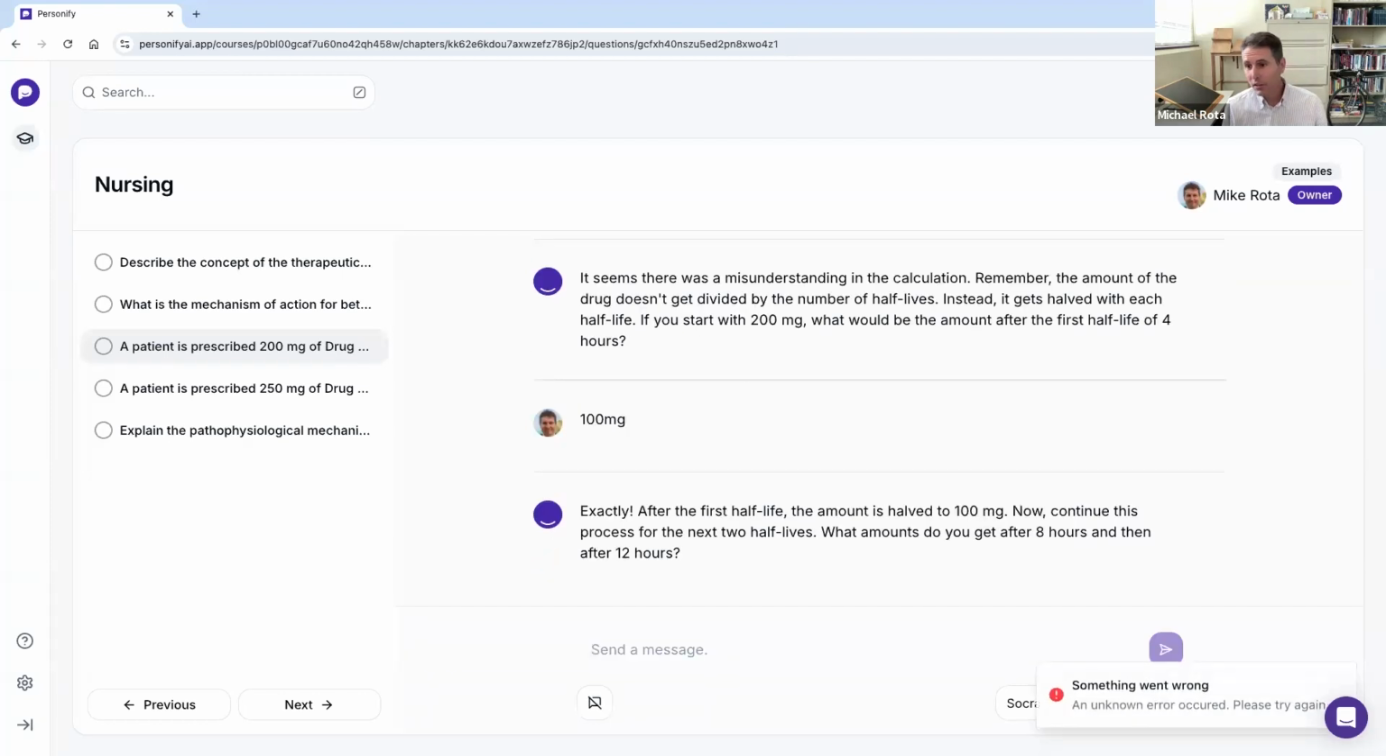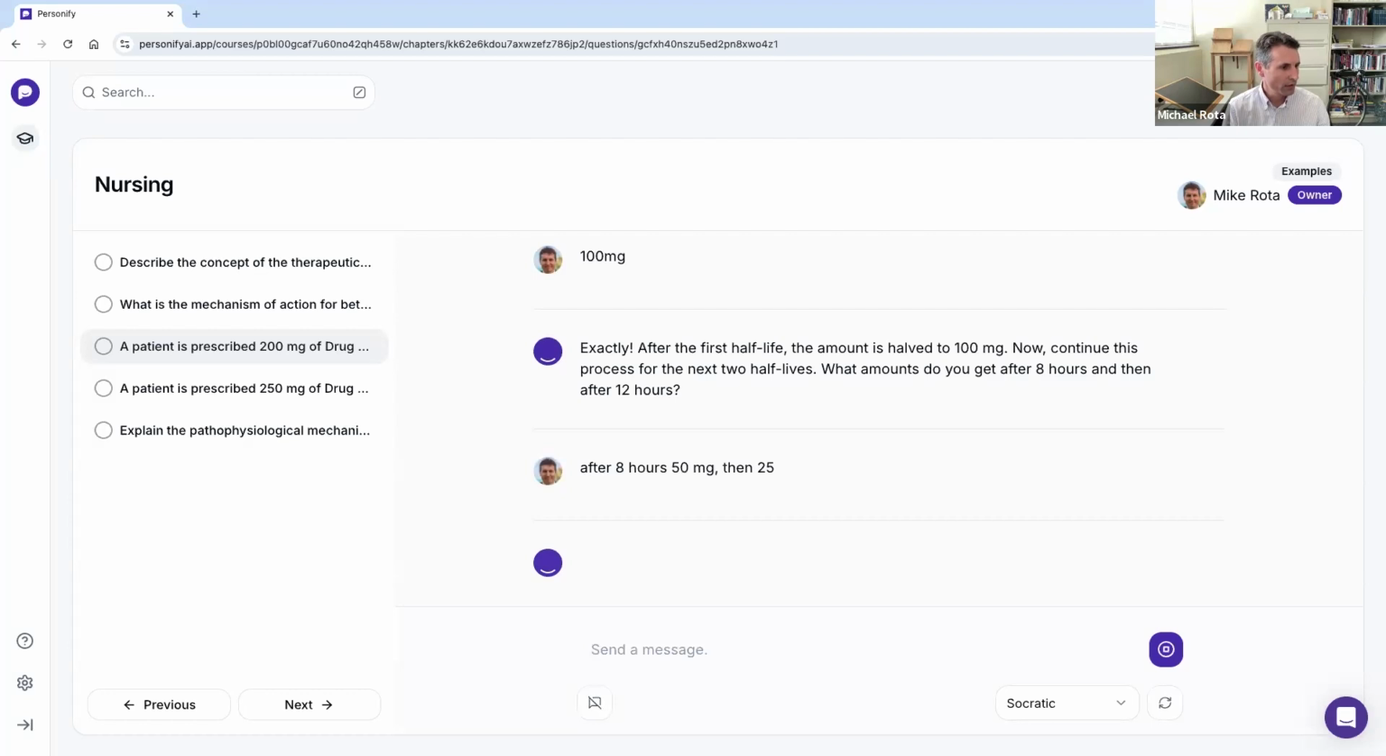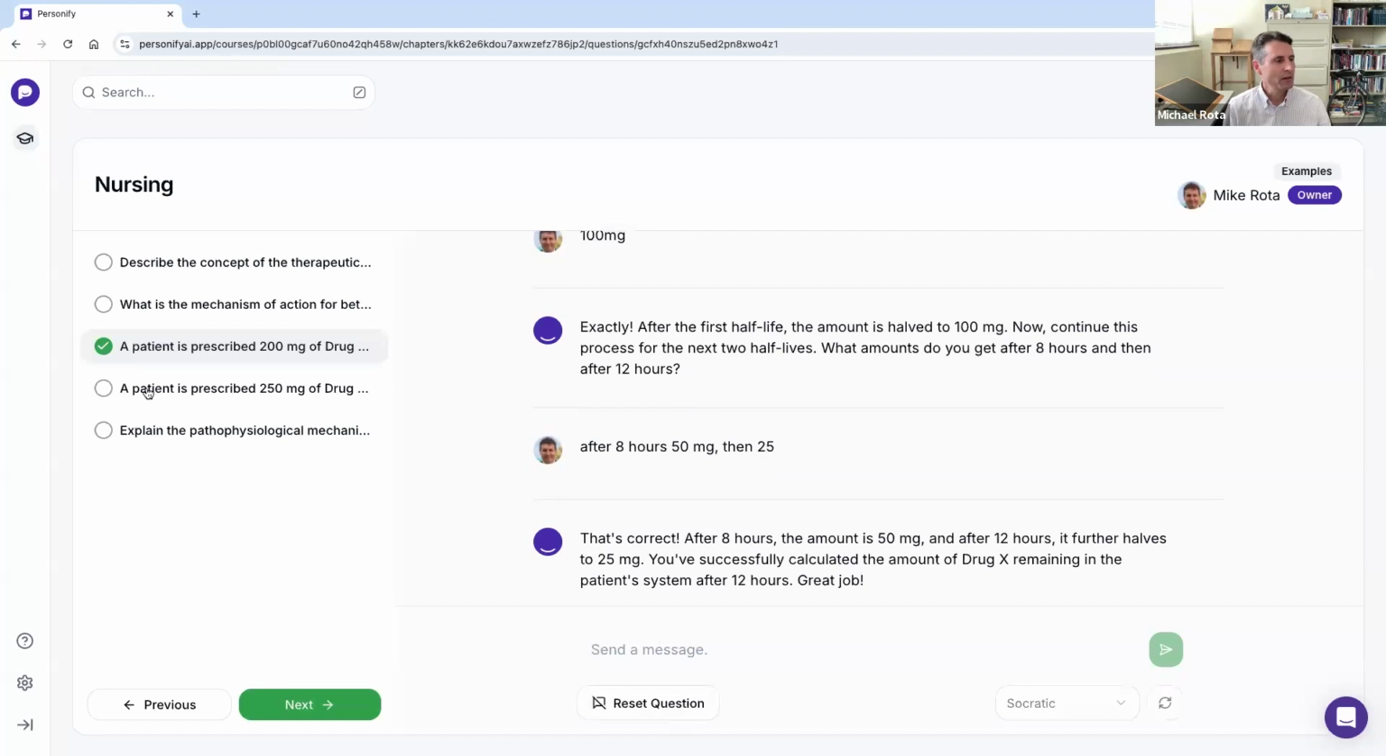So I've had a very good one-on-one tutoring experience. Oh, we had a little software error. Okay, so after 8 hours, 50 milligrams, then 25. Let's see if that works. That's correct. Okay, I got my little green check mark.